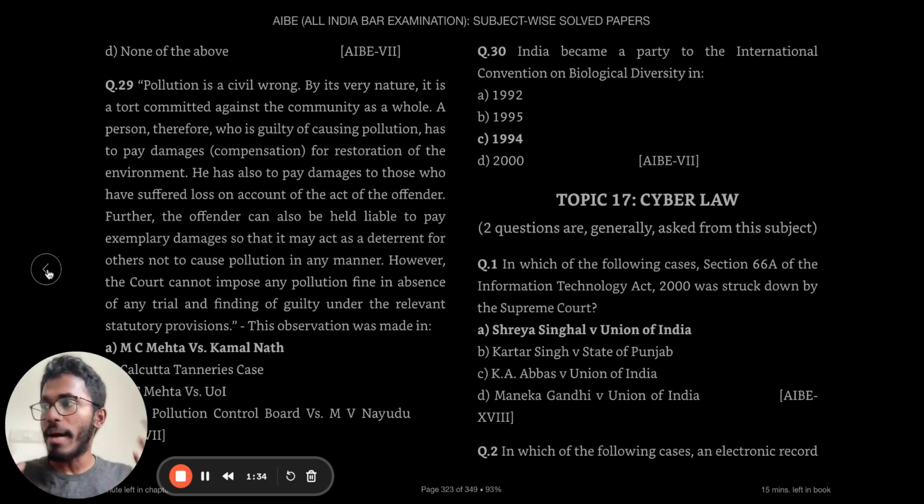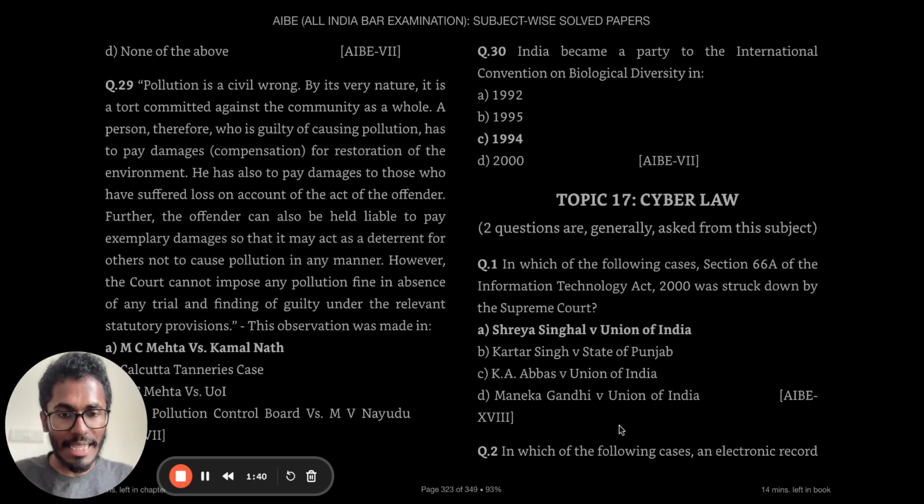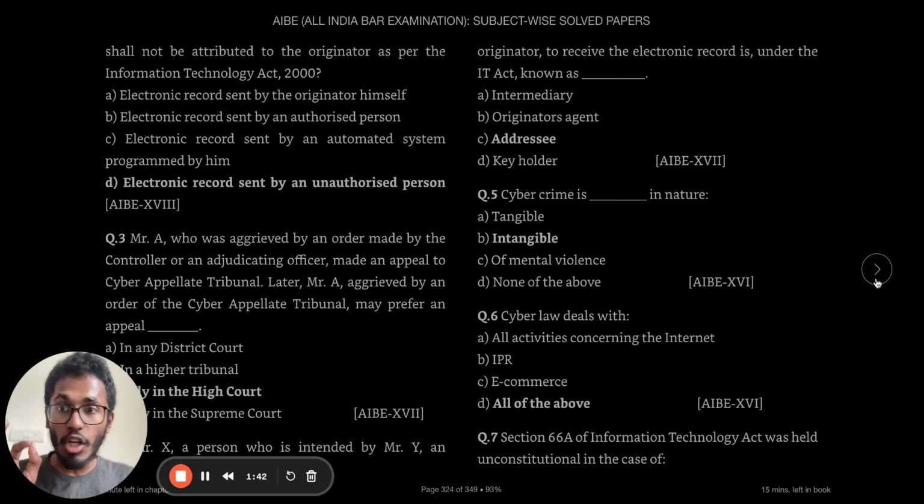Even though you may not be able to answer certain things, I want you to apply common sense. So what is the question telling? In which of the following cases shall an electronic record not be attributed to the originator as per the Information Technology Act 2000? Very simple.